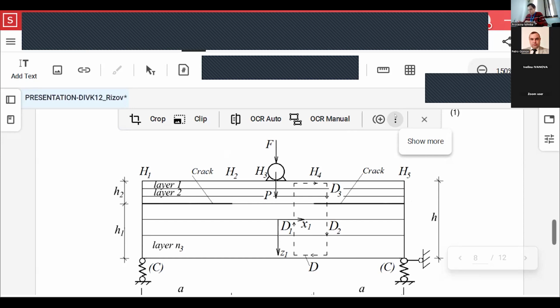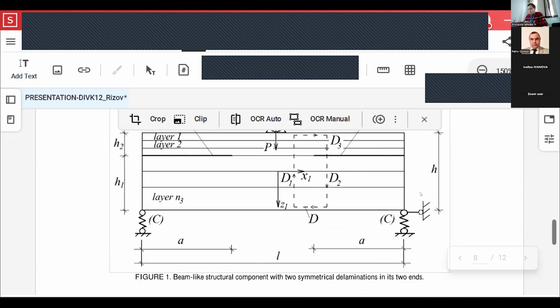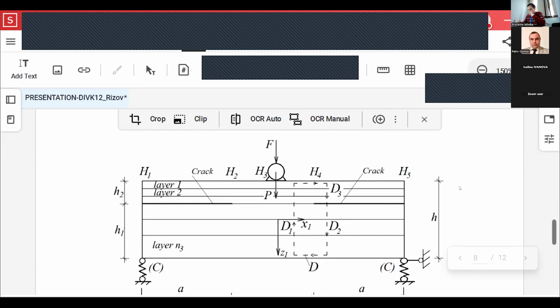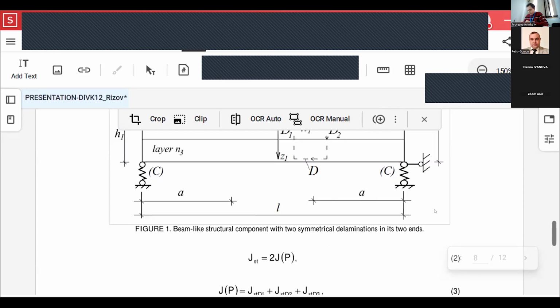The geometry of the beam-like structural component studied in the current paper is reported in figure number 1. The structural component is subjected to a harmonic load F. The maximum value of the load is Fq. The harmonic load is generated by a motor of mass mp. The motor weight P is given by formula number 1.